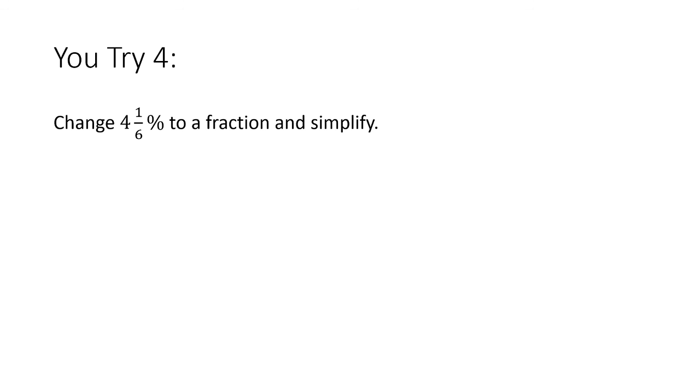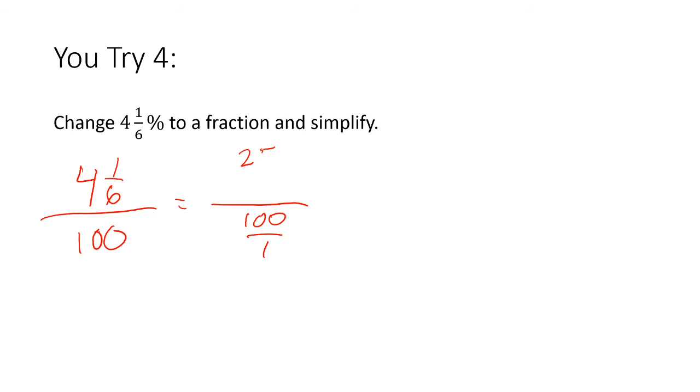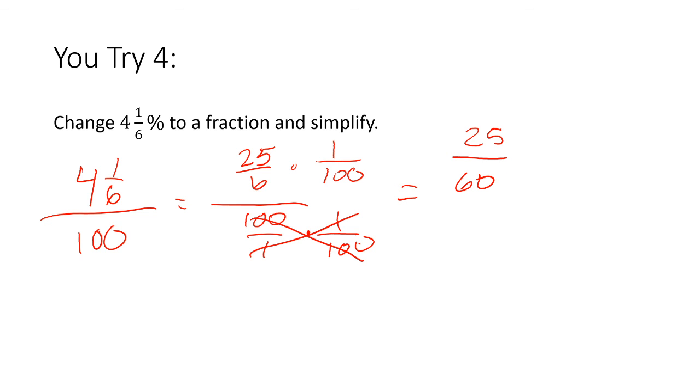Now that you've tried it on your own, let's do it together. 4 1/6% means 4 1/6 out of 100. Let's make both of them improper fractions. 6 times 4 is 24, plus 1 is 25. And let's flip and multiply. 25 over 600. See, I can reduce that down. I'll divide top and bottom by 25, and I'll get 1/24.